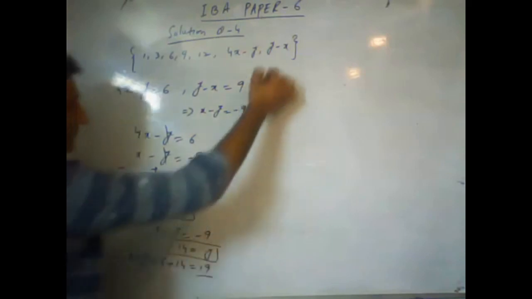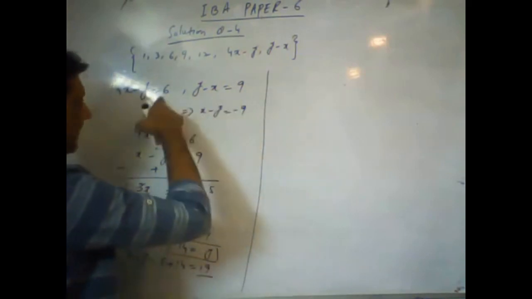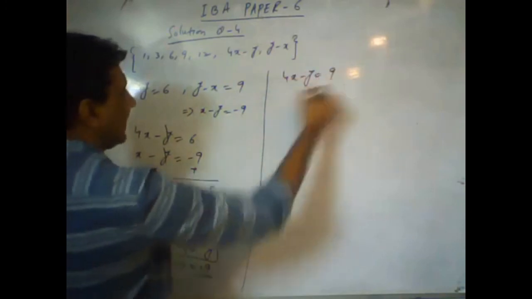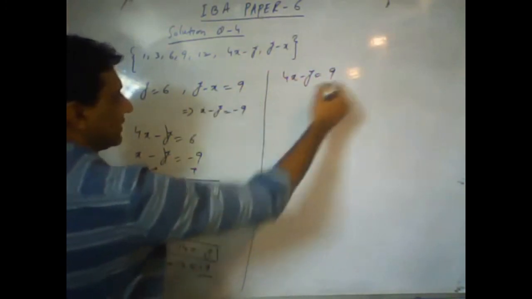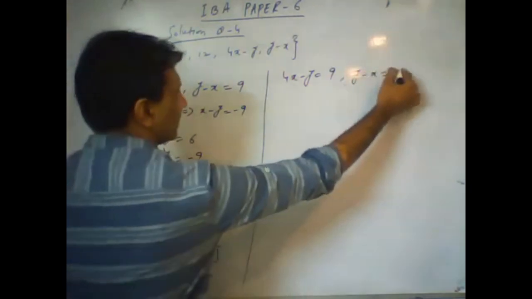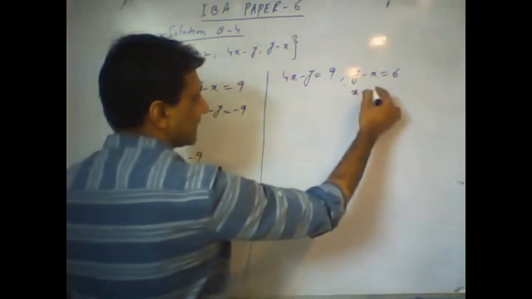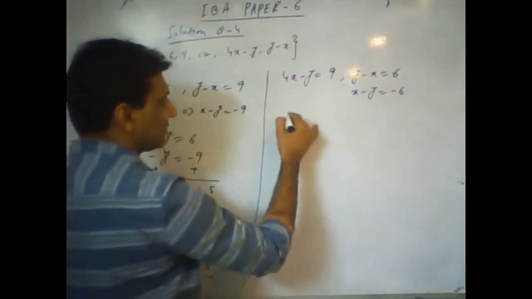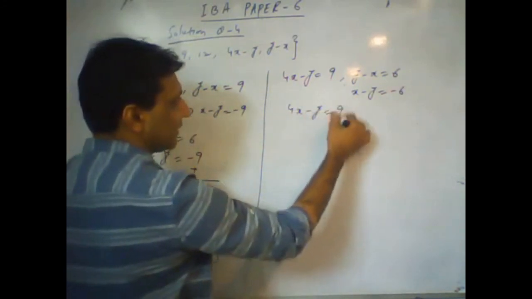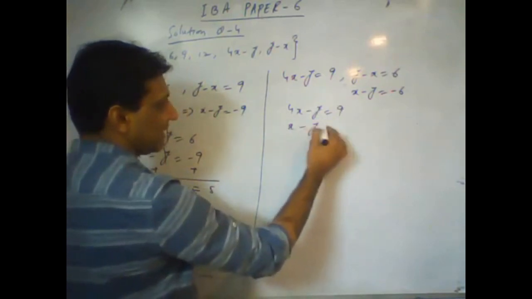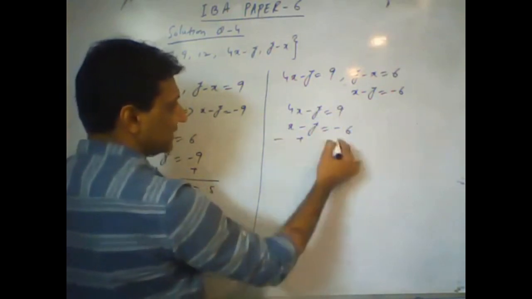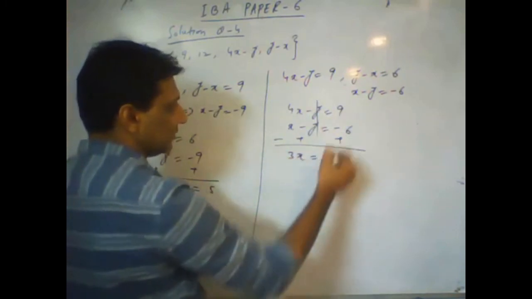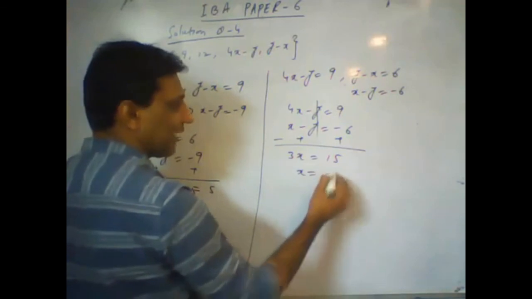But we have to assume that this is 9 and this is 6. So if we take 4x minus y is equal to 9 and y minus x is equal to 6, or x minus y is equal to minus 6, again we will solve these two equations. 4x minus y is equal to 9 and x minus y is equal to minus 6. We will subtract these two equations. 4x minus x, 3x is equal to 15. So x is equal to 5 again.